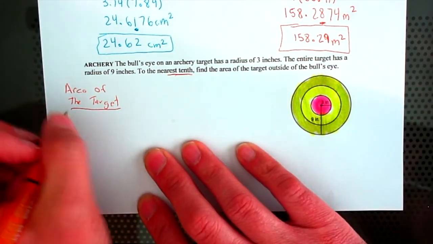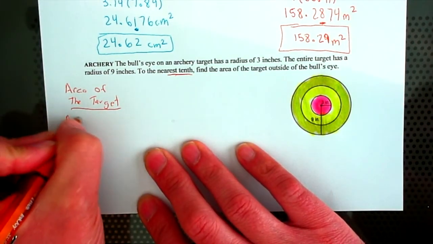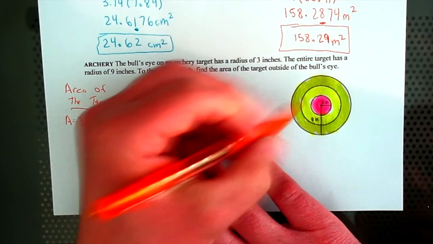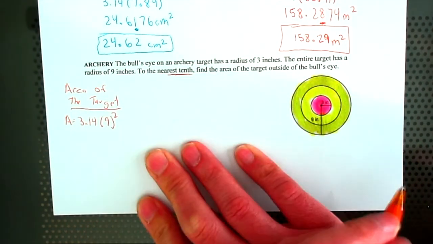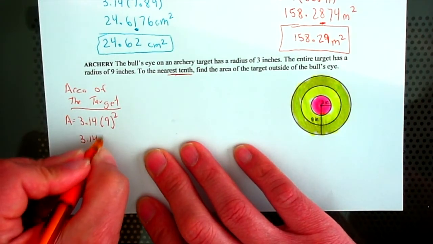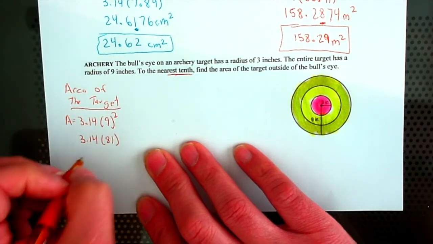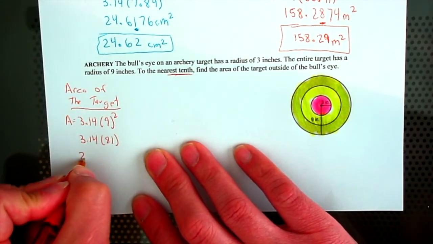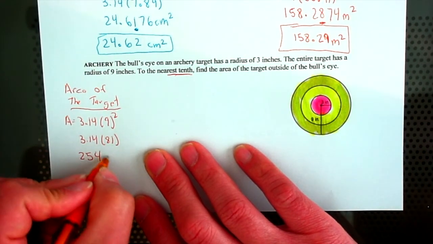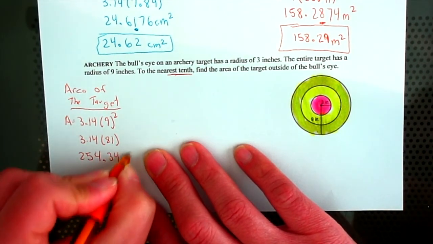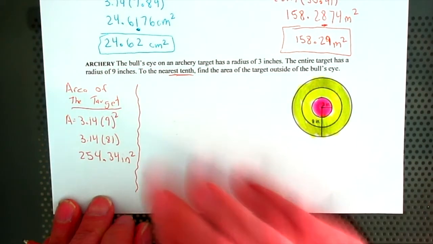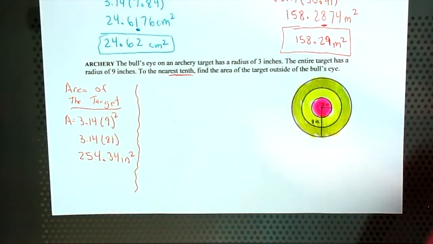So that's equal to 3.14 times 9 squared, because the radius of the target is 9 inches. So that's 3.14 times 81, and I get 254.34 inches squared. Now I know it says round to the nearest tenth, but I'm not going to do that until I get to the very end of my problem.